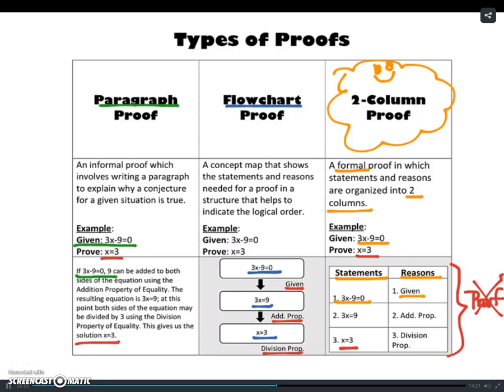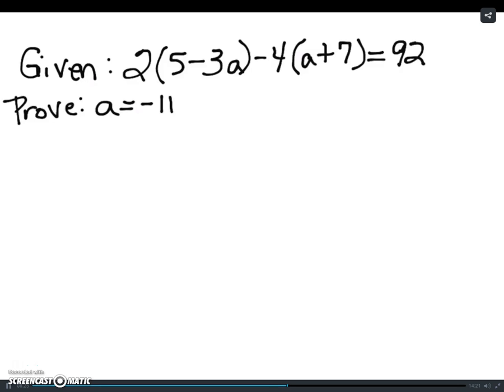Okay? So next, we are going to look at an example. So let's start with an algebra example. They tend to be a little bit easier. So I'm going to give you 2 pieces of information. I'm going to give you the given, and it is an algebra equation. Okay, so they're always going to give you a given and a proof, and you're going to start off by drawing a 2-column table. Okay, it's kind of like a T-chart.